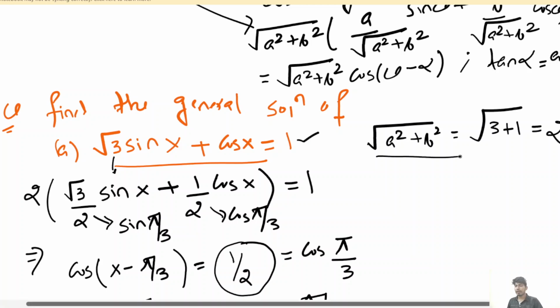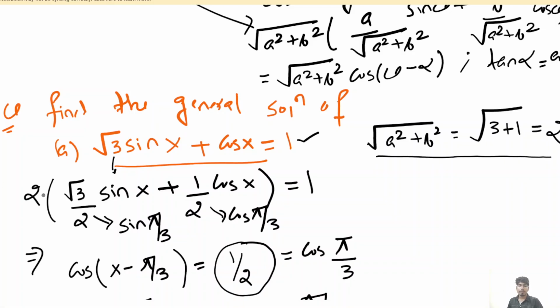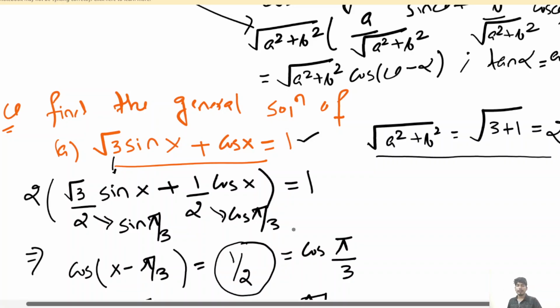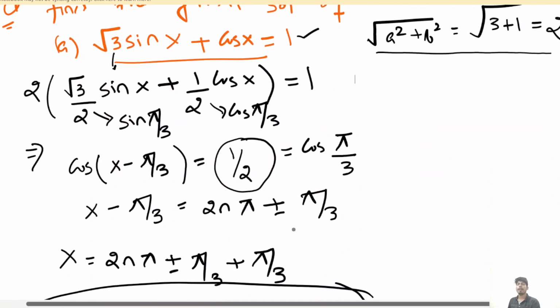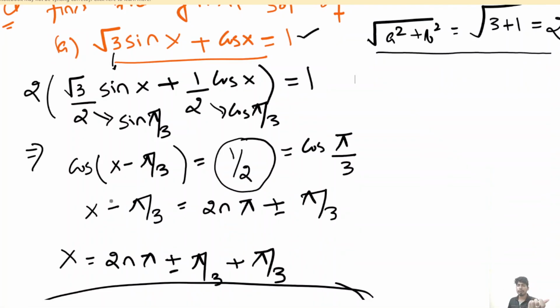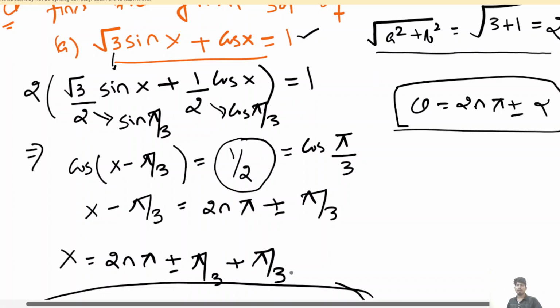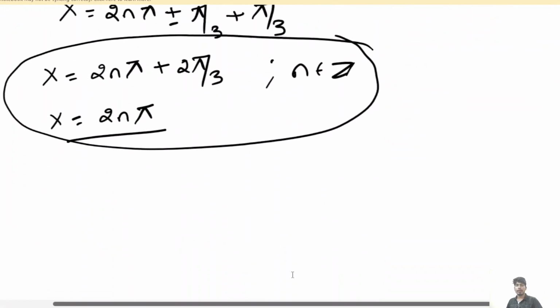We first find the square root of a² + b², that is 2. Then multiply and divide by 2, and change this into cosine form only. Then cos(x − π/3) = 1/2. We know cos(π/3) is 1/2, so half can be written as cos(π/3), and we apply cos θ = cos α, then θ = 2nπ ± α. Okay, and we find the solution.